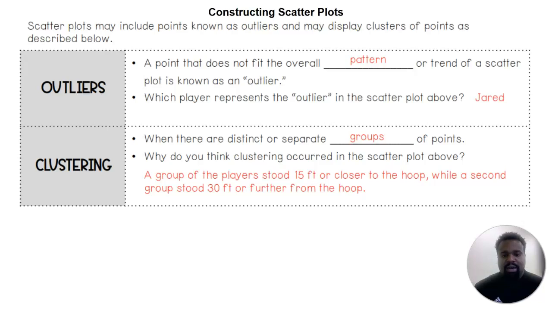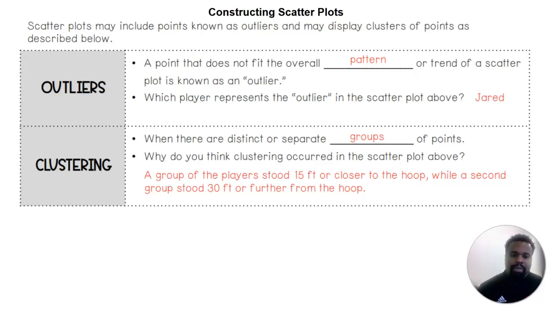It says, why do we think clustering occurred in the scatter plot? It showed that the players that stood 15 feet or closer to the hoop, while a second group stood 30 feet or further from the hoop. If you think about basketball, your larger players, like your forwards or your centers, are closest to the hoop, where your guards are going to be on the perimeter.